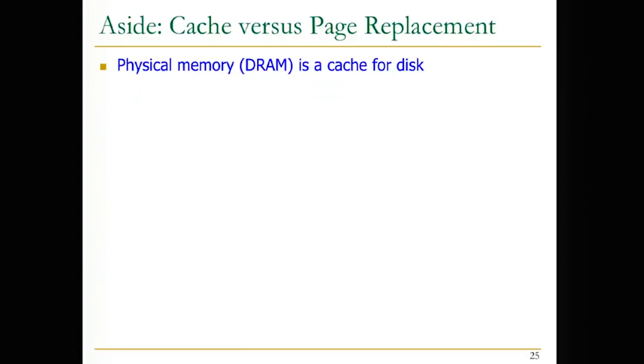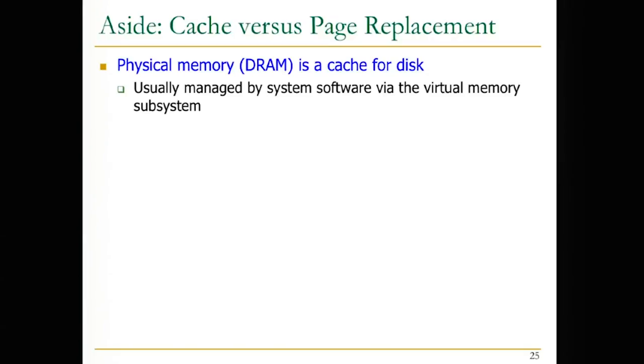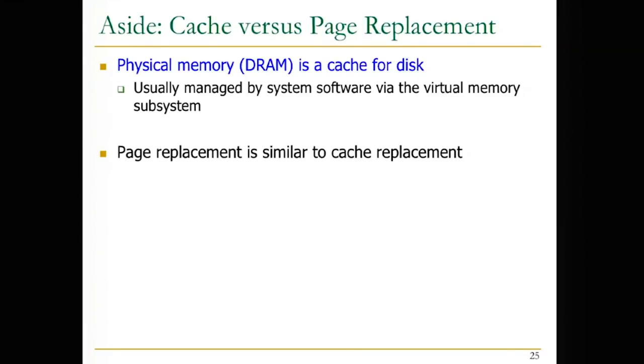So given that I've talked about Belady and page replacement, let's take an aside. We've been talking about caches in hardware, or caches that are close to the processor, but caches are also far away from the processor also. And physical memory is a cache for disk, right? And you've seen this in the virtual memory classes that you've taken. This is usually managed by the system software via the virtual memory subsystem. Right? By demand paging, you manage it. As opposed to a hardware cache, it's really managed by the hardware. But page replacement is similar to cache replacement, actually.